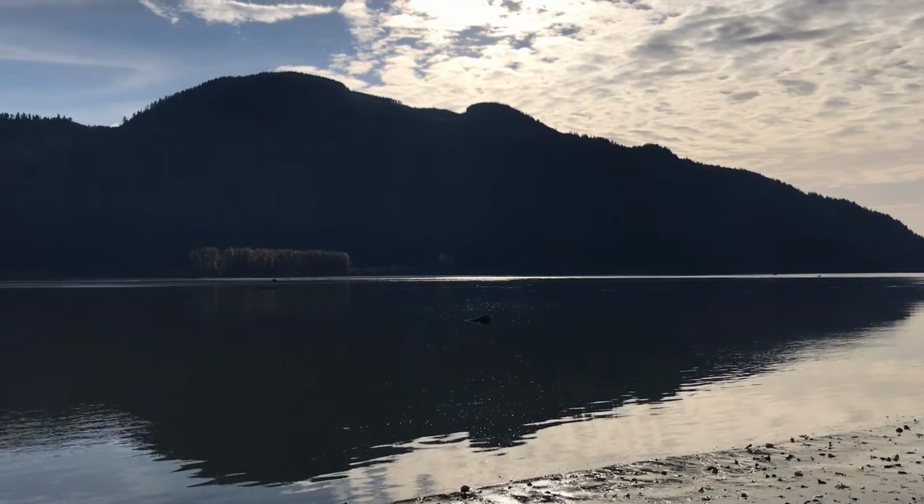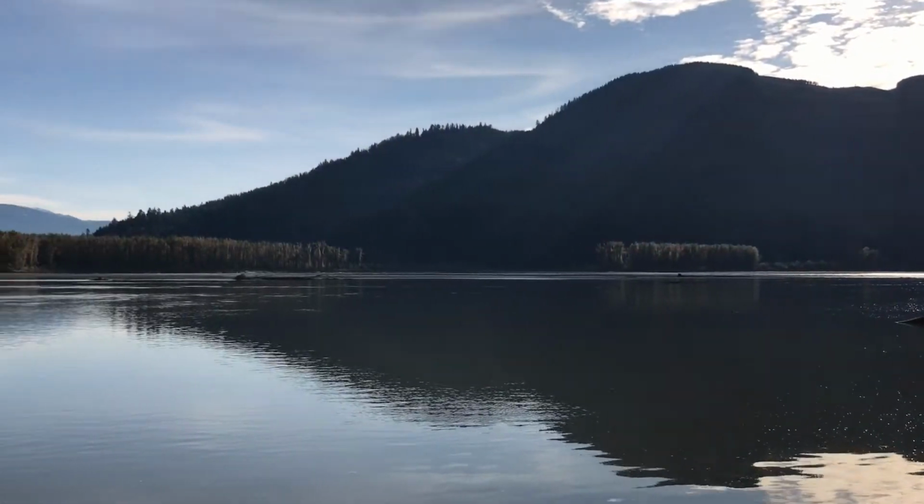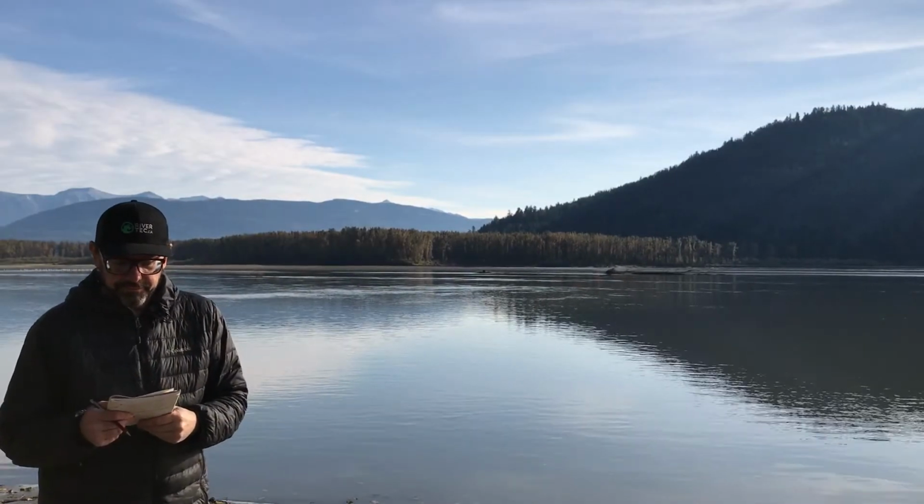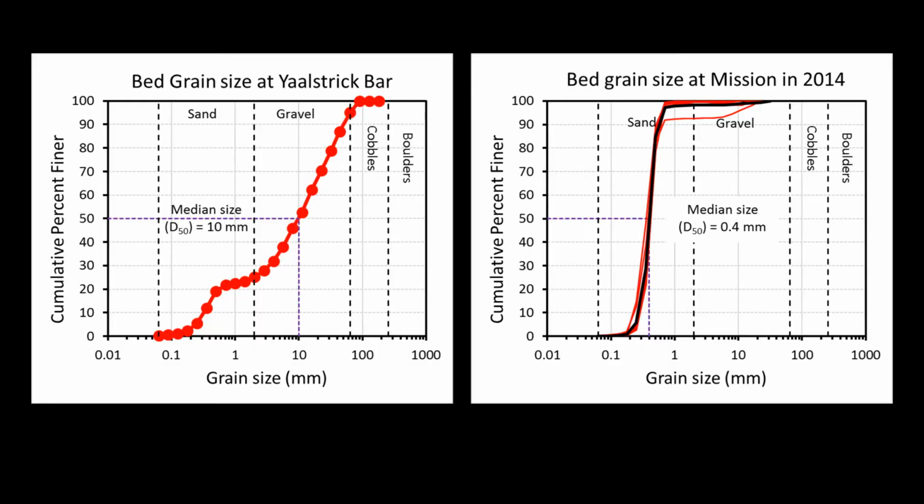And so the gravel sand transition happens right here, immediately across from us at Yaalstrick Bar. There is a change in the bed material from being 10 millimeter gravel to being about 350 micron sand. So it's a big step. It goes from 10 millimeters down to about 0.3 millimeters. And the interesting thing is, it happens over a very short distance, over just a couple of channel widths.